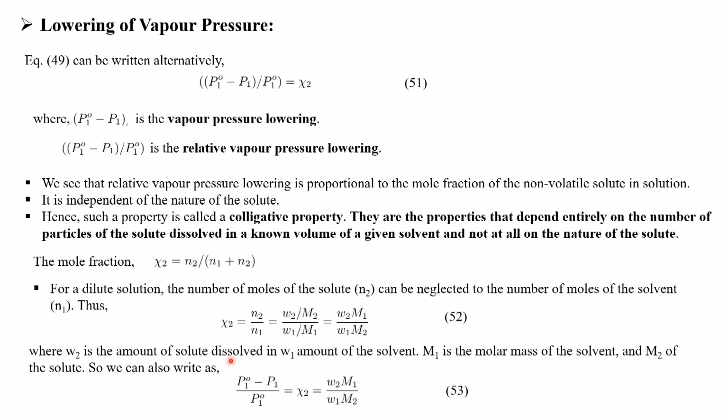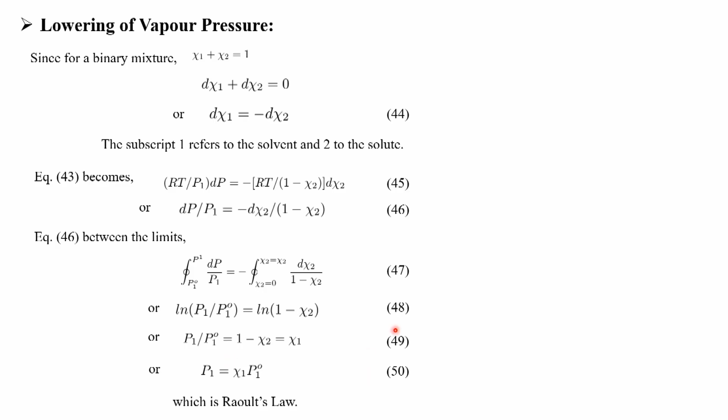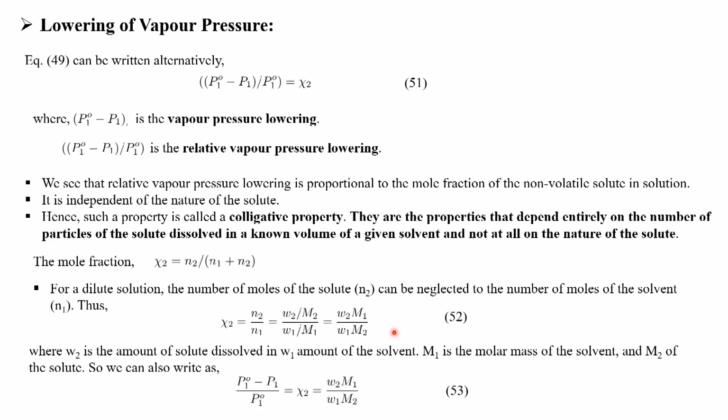Now if we see this equation 49 here, we can also write P1 naught minus P1 by P1 naught gives you x2. The numerator, P1 naught minus P1, is nothing but the vapor pressure lowering, and if we divide it by P1 naught, then this is the relative lowering of vapor pressure. So P1 naught minus P1 is the vapor pressure lowering, and P1 naught minus P1 by P1 naught gives the relative vapor pressure lowering.